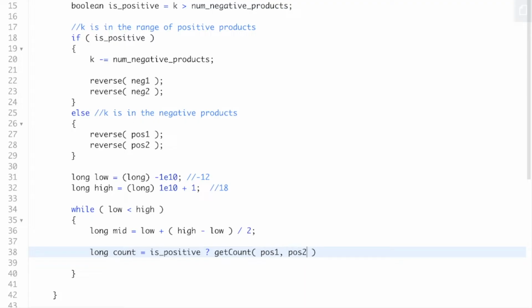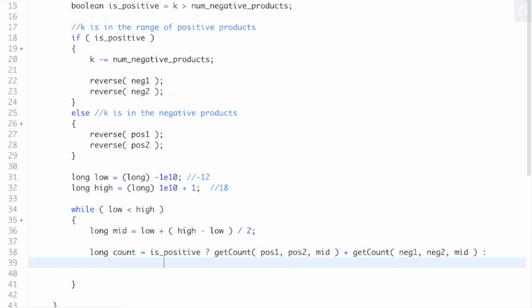All I'm saying here is, give me the number of products between these two positive arrays that are less than or equal to our midpoint. And we want to add that to the number of positive products that we get from neg1 and neg2 as well, because if we multiply the numbers in neg1 by the numbers in neg2, we also get positive products. And then we pass in our target, which is our midpoint. Okay, so that's if it's positive.